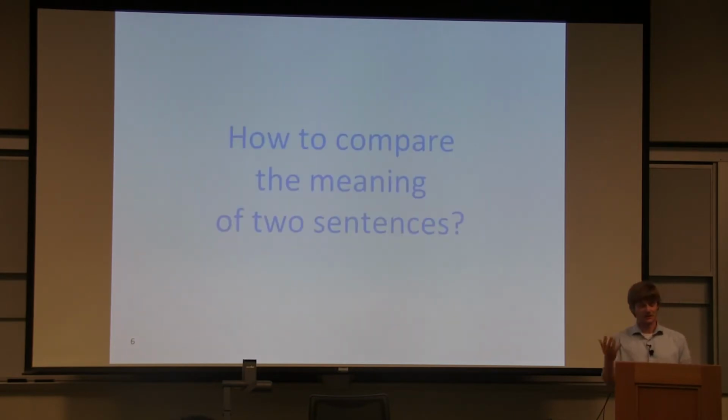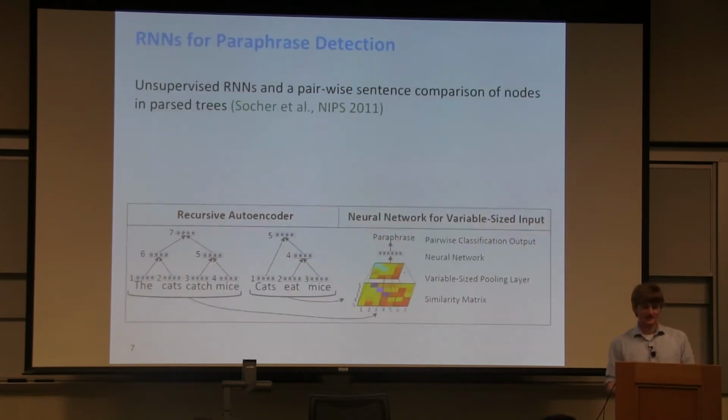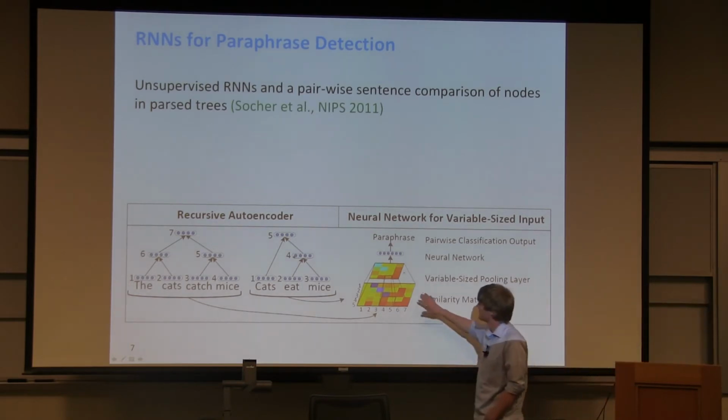So that leads us to the question: how should we compare the meaning of these two sentences? And the answer for us here is to compare the two by looking at the pairwise comparisons of all the words to all the other words in the other sentence, as well as all the non-terminal nodes of the tree to the other ones. So we'll look through this very carefully.